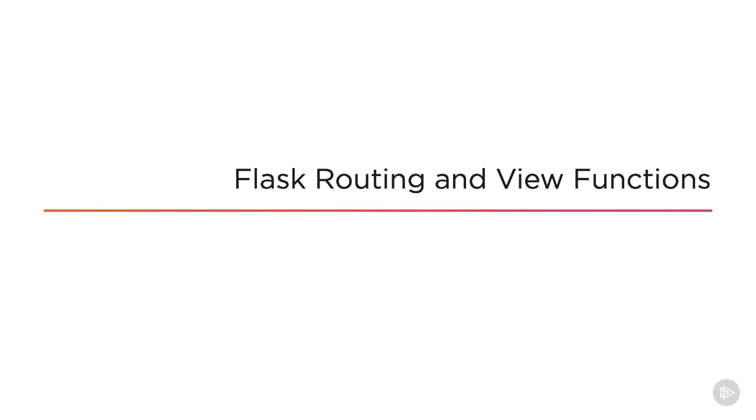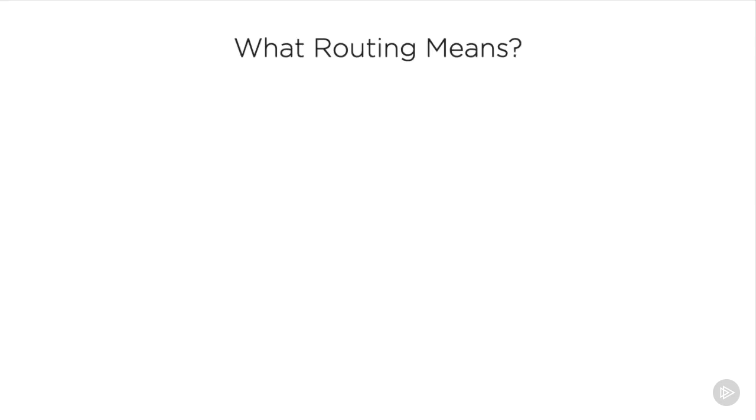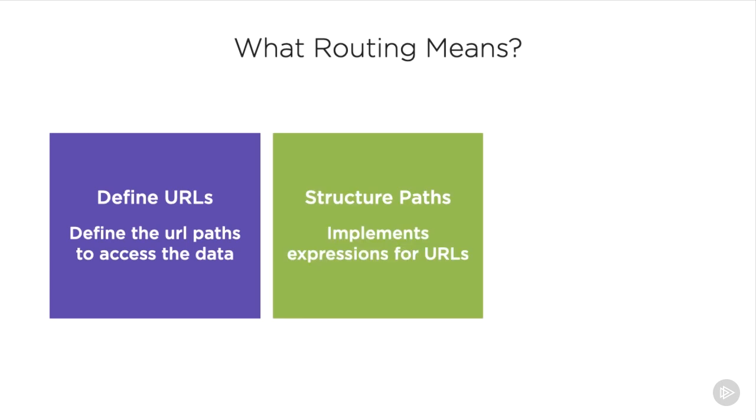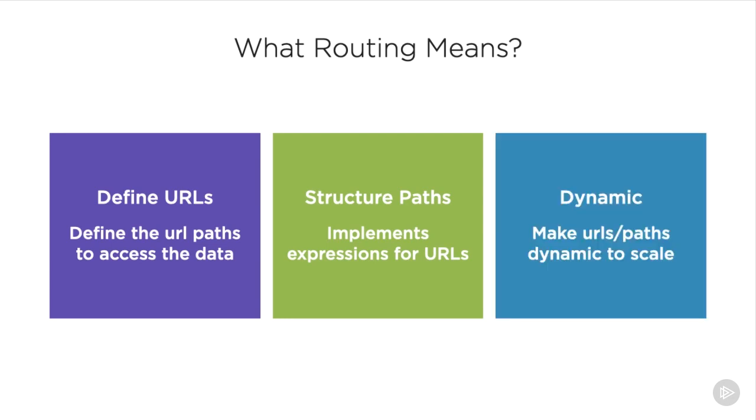Let's talk about routing and view functions in Flask. But what does routing mean? Routing provides us a way to define the URL paths to access data from the server. It allows us to structure our URLs by using expressions. We can even make our URLs dynamic to scale up with our applications.